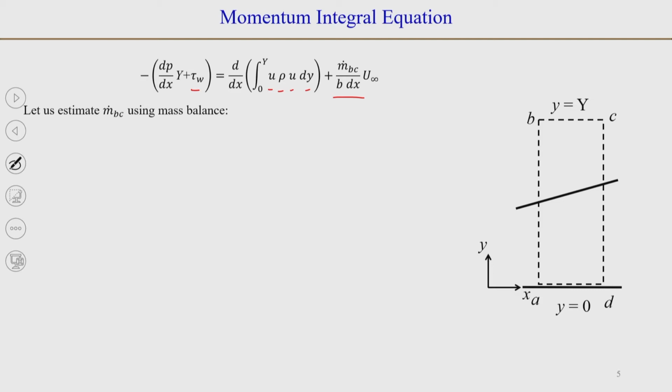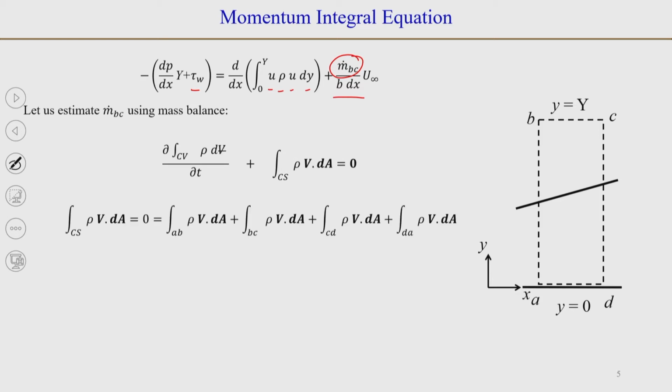Now, what we need to find is m dot BC. That can be found using the mass balance through this control volume. So, we can write down the mass balance equation, and in this equation, because the flow is steady, this term is going to be 0, and we can consider the mass through all the surfaces here.